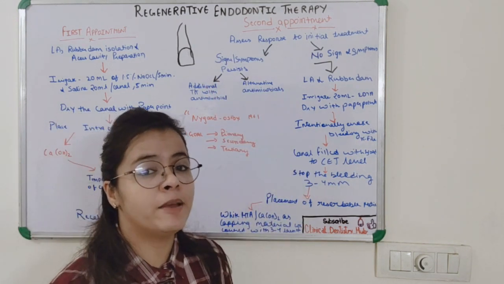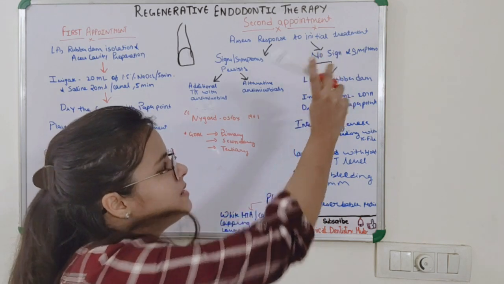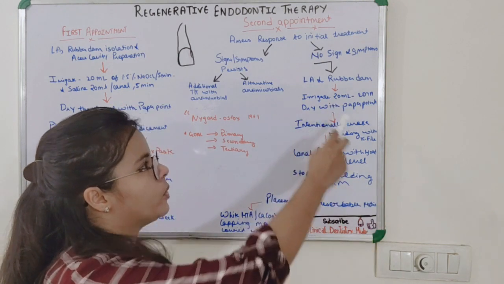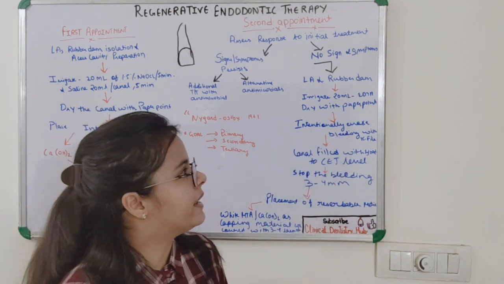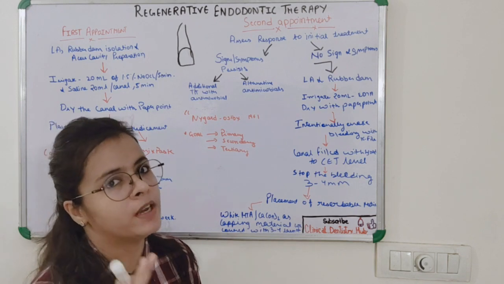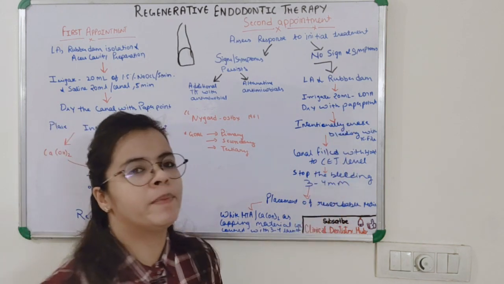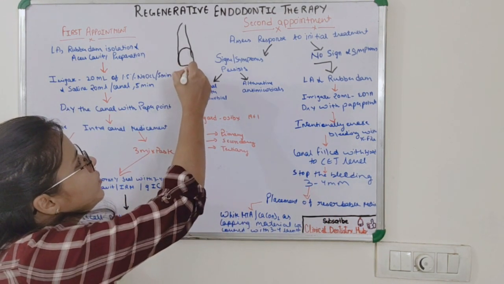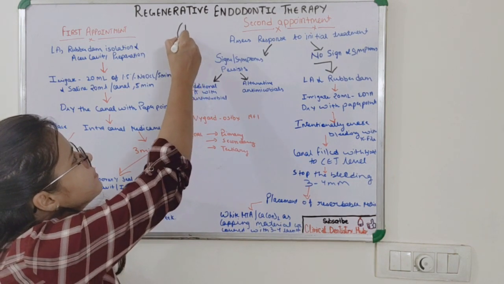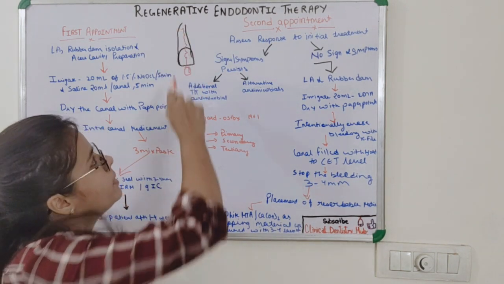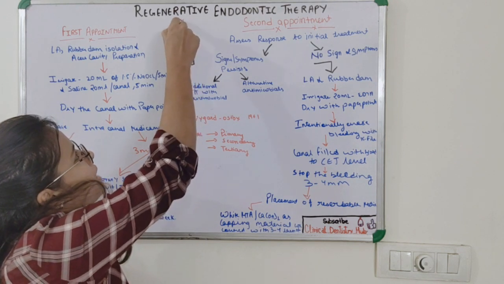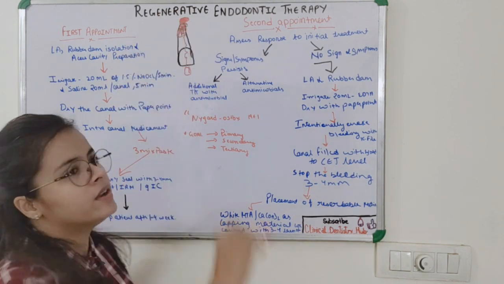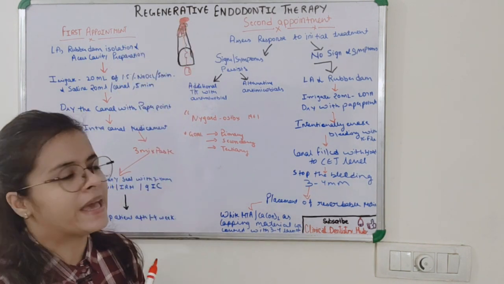Whereas if you assess the patient and you note that there is no sign and symptom, just give the LA, put rubber dam, irrigate with 20 ml of EDTA, and then dry the canal with a paper point. When you have dried the canal with a paper point, what do you have to do? You just have to take a similar K file. You have to push your K file beyond the apex so as to ensure artificial or intentional bleeding at the periapical area.